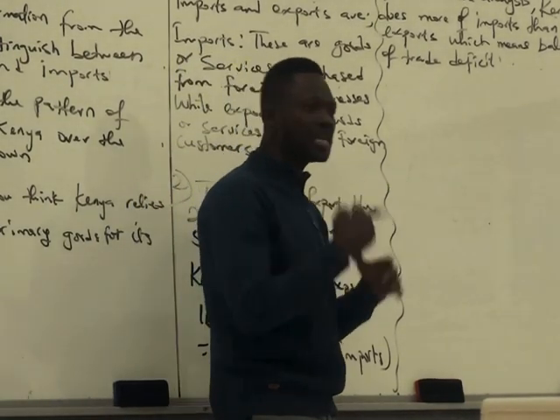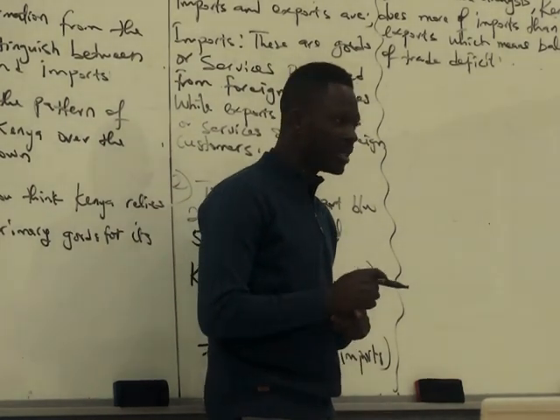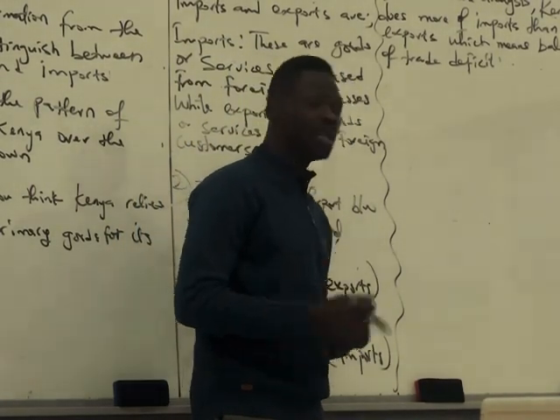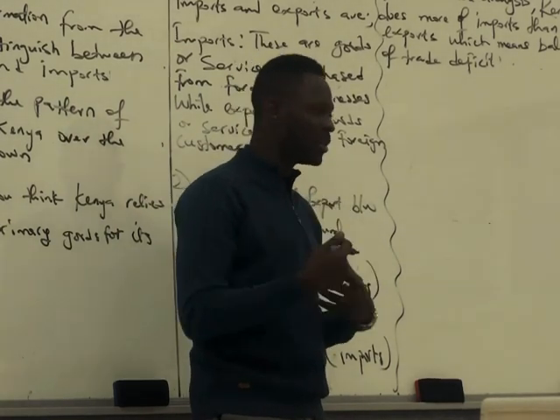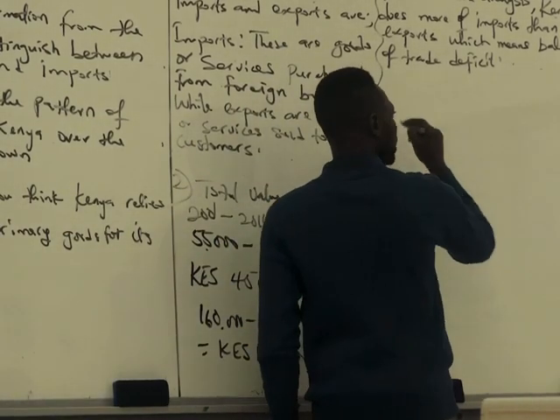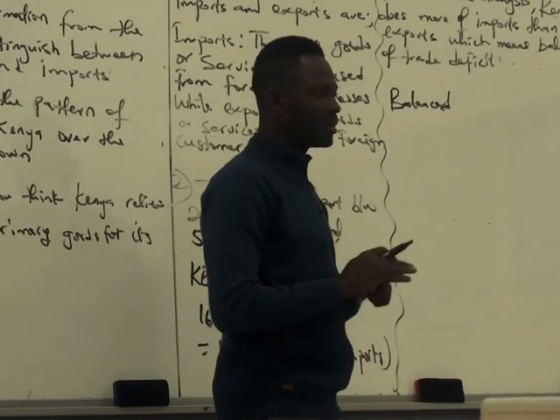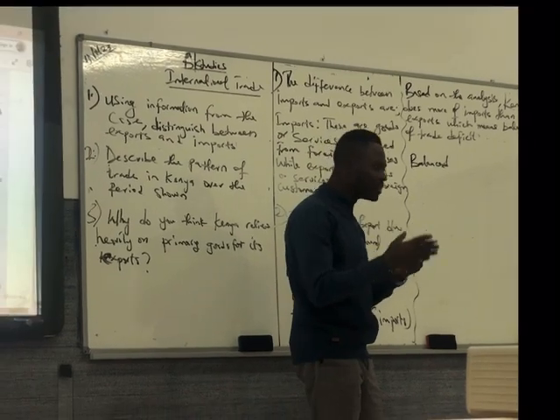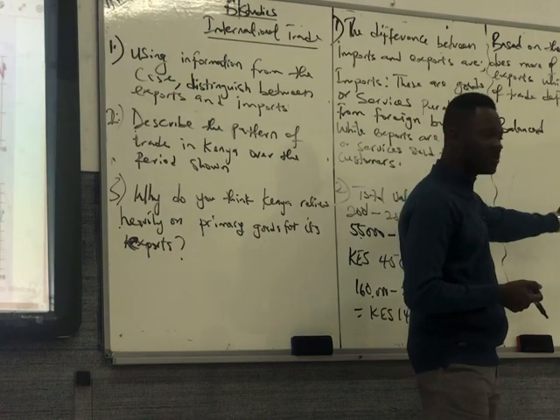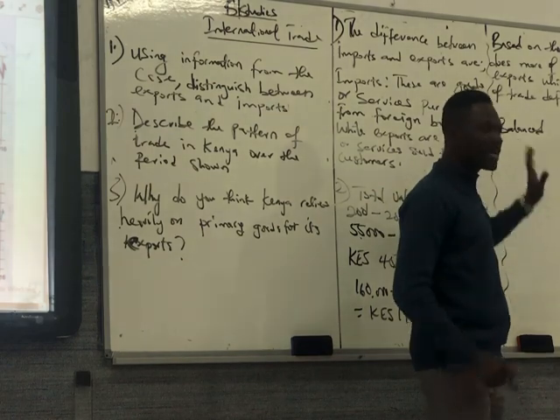If the export is more than the import, we call it balance of trade surplus. Get what I'm saying? If your export is more than your import, we call it balance of trade surplus. If your import is more than your export, we call it balance of trade deficit. If they are both equal, we call it balanced. That means they are balanced. We have deficit, we have surplus. Do you understand that? Yes. So when we have a balanced trade, it means the import is equal to the export.